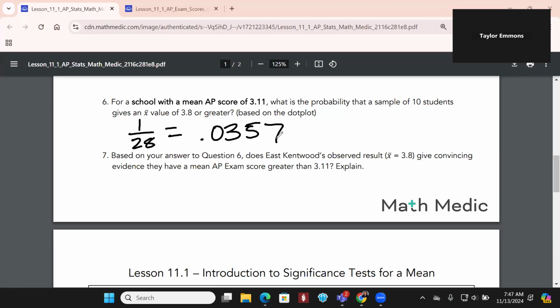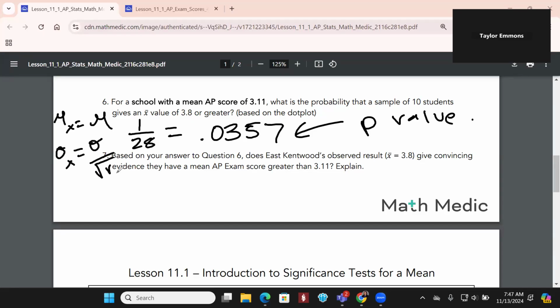All right. So here is your p value. Just a reminder for your mu, that's mu sub x, is still the same thing as your mu. For your standard deviation, we've got sigma divided by the square root of n.